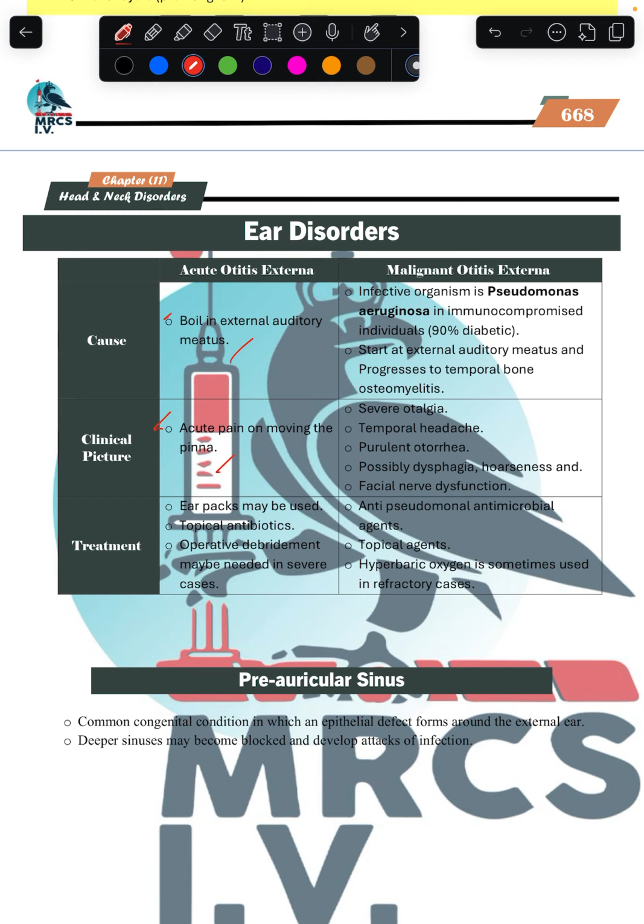Malignant means long-standing infection, because of pseudomonas in immunocompromised patients. It starts in the external auditory meatus and progresses to temporal osteomyelitis, with severe earache, otalgia, temporal headache, purulent otorrhea, pus discharge, dysphagia, hoarseness, and facial nerve dysfunction. Anti-pseudomonal treatment, topical, and hyperbaric oxygen is sometimes required.